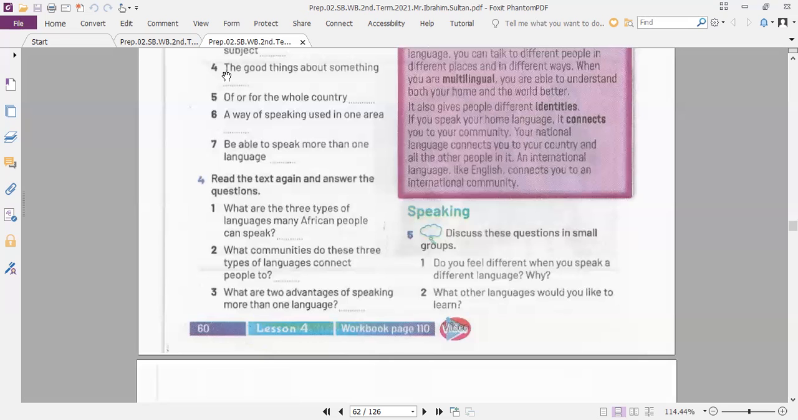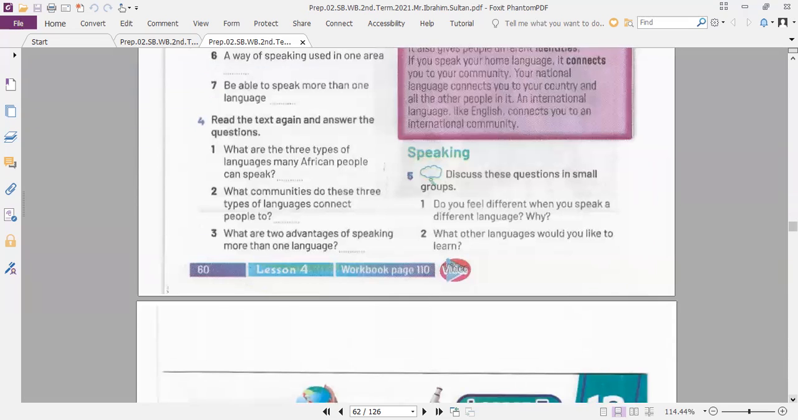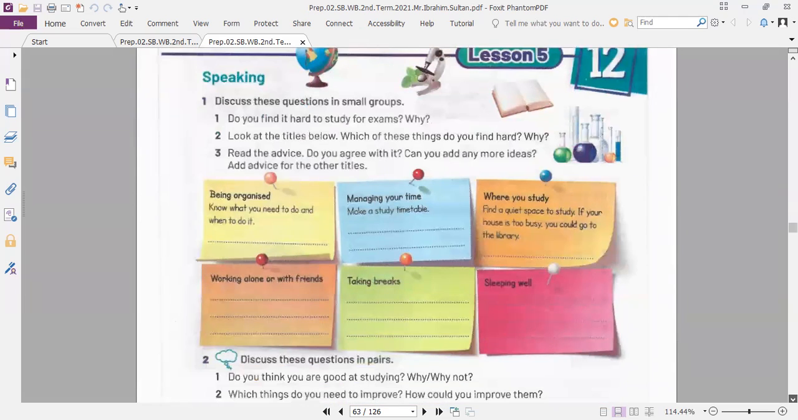Okay? And here, yes, here we have advice to study. Okay, first, being organized. Being organized يعني انت تبقي منظمة. Know what you need to do and when to do it. تعرفي عايزة تعملي ايه بالظبط and when.